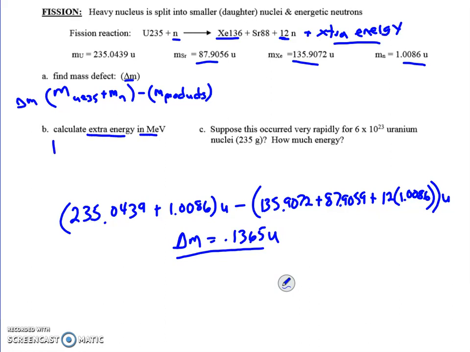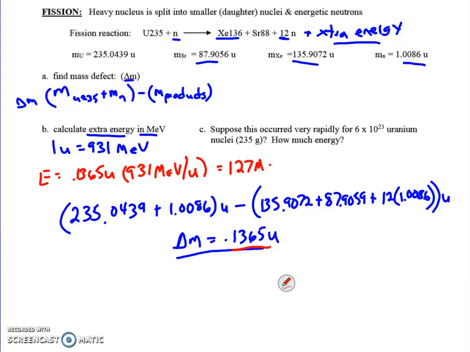Well, we know 1 U of mass loss is 931 MeV. So in this particular problem, our delta M, so our energy is going to be 0.1365 U's of delta M from down here, multiplied by 931 MeV per U. And if we multiply those together, we get roughly 127 MeV. Okay? And that's how you do that.